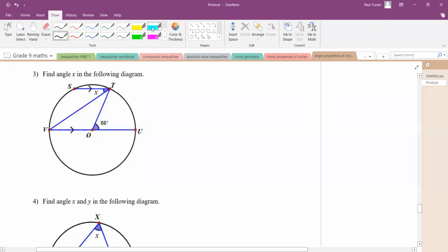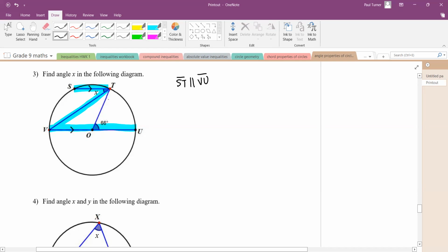Right, so in question 3, we note that we have two parallel lines, ST and VU. Because of that, we may be using the alternate angle rule here. So we could say that ST is parallel to VU. Okay, so I'm just taking a note that these two lines are parallel.